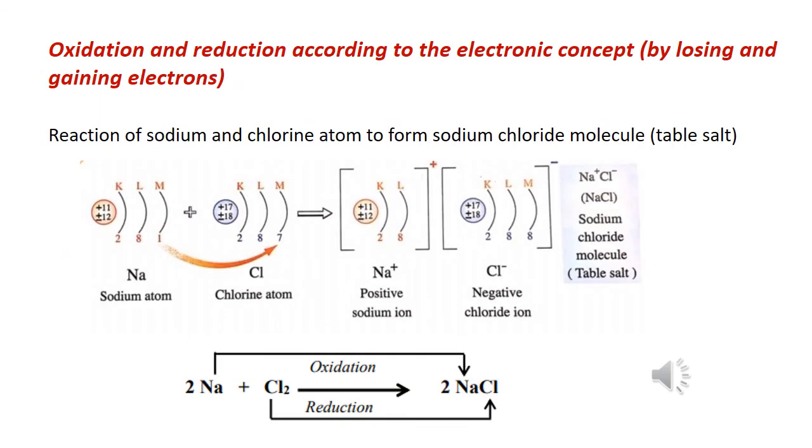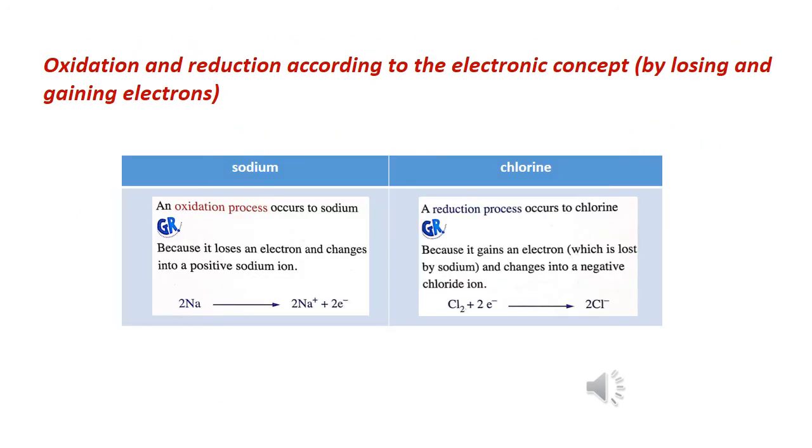Oxidation and reduction according to the electronic concept by losing or gaining electrons. When sodium reacts with chlorine to form sodium chloride molecule, sodium loses one electron and changes into positive ion, while chlorine gains one electron and changes into negative ion. Oxidation process occurs to sodium because it loses an electron and changes into positive ion, while reduction process occurs to chlorine because it gains an electron and changes into negative ion.